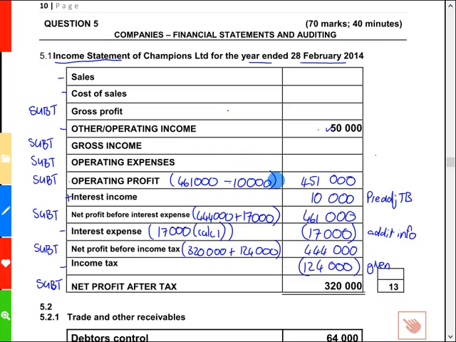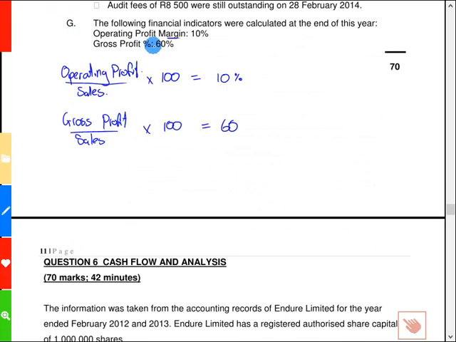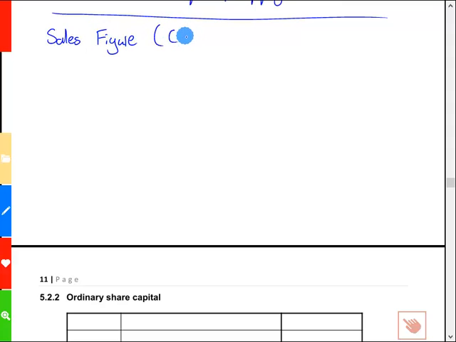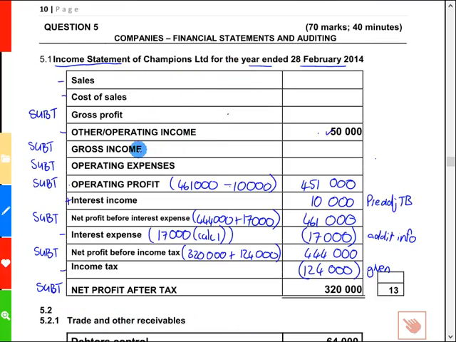Alright, now that we know the operating profit, and we know that the operating profit margin is 10%, we can actually work out our sales figure. Okay, so we can refer ourselves to a calculation again. So let's just make space here. Let's calculate our sales figure. So we're going to calculate our sales figure, and this is going to be calculation 2. So we refer ourselves here to calculation number 2.